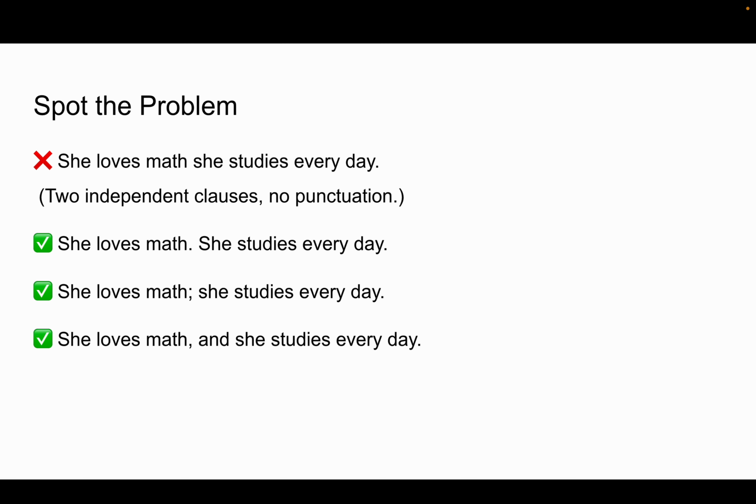So the first step is spotting a problem. For example, you'll see this sentence that is crossed out: she loves math, she studies every day. She loves math could be a sentence on its own. She studies every day also could be a sentence on its own. So these two are independent clauses. This is incorrect grammatically because they're not connected properly.